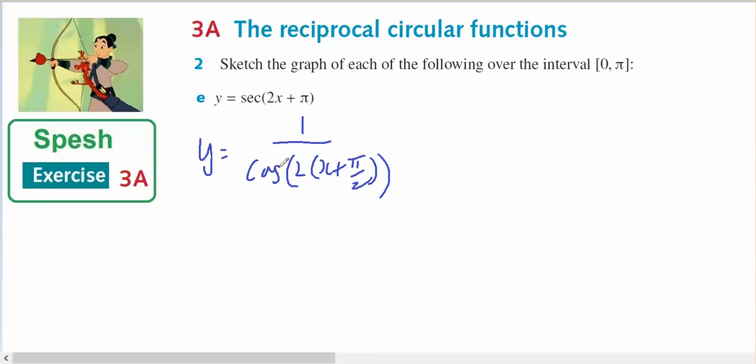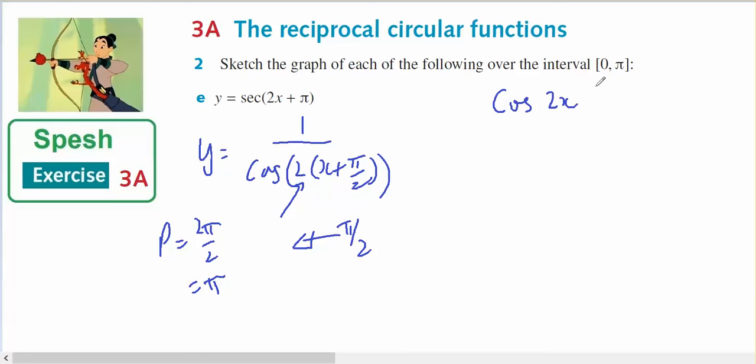So it's actually the reciprocal of a cos function that has a period of 2 pi on 2, so pi, that has been translated to the left, pi on 2. So I've separated my transformations into dilations and translations. I'd like to consider what cos of 2x looks like. Then I'm going to move to the left, pi on 2, then I'll work out the reciprocal.